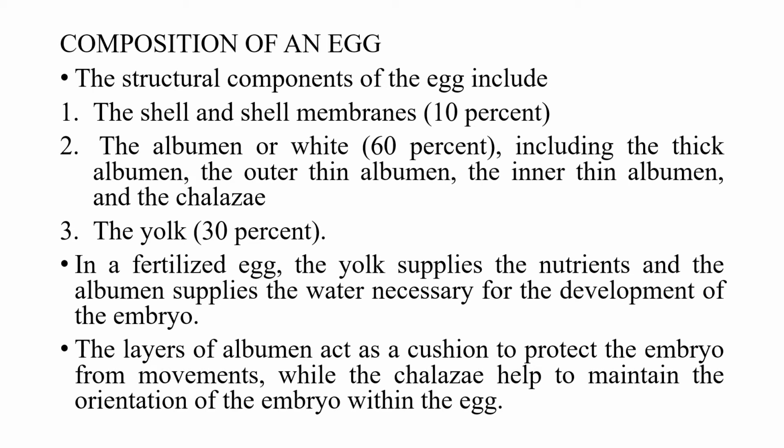So let's start with the composition of an egg. The structural components of the egg include the shell and the shell membranes, which constitute about 10%, the albumin about 60%, including the thick albumin, the outer thin albumin, the inner thin albumin and the chalazae, and the egg yolk, which constitutes about 30%.